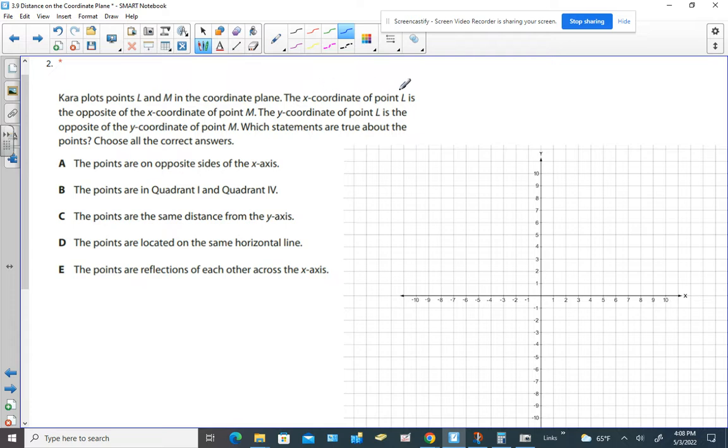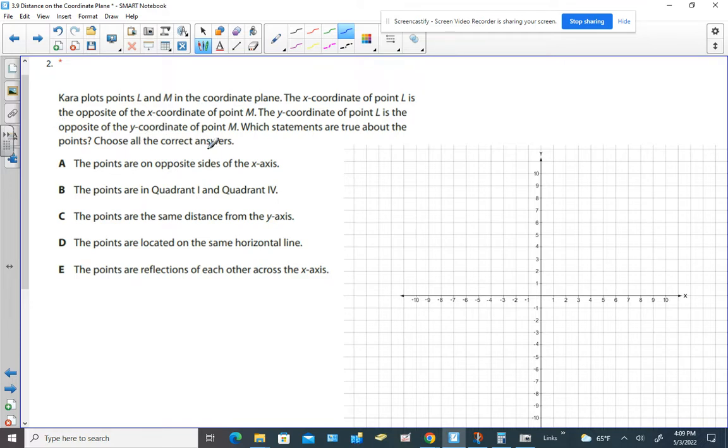Kara plots points L and M in the coordinate plane. The x-coordinate of point L is the opposite of the x-coordinate of point M. The y-coordinate of point L is the opposite of the y-coordinate in point M. Which statements are true about the points? Choose all of the correct answers.